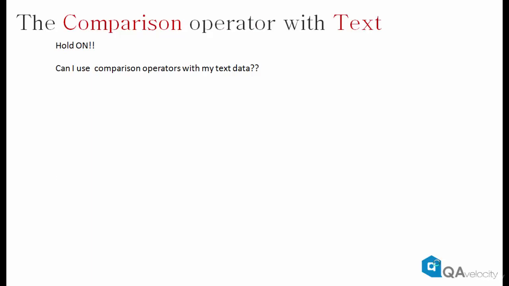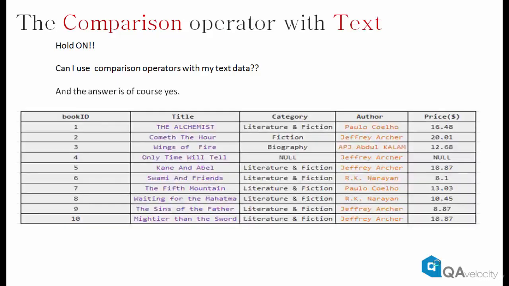The comparison operator with text. Wait a second, can I use comparison operators with my text data? Yes, of course, you can. Let's see the table. If you want all the books with title greater than T, which means all the titles whose initial letter comes after T, you can use the greater than operator.